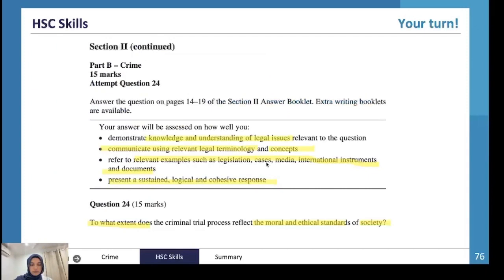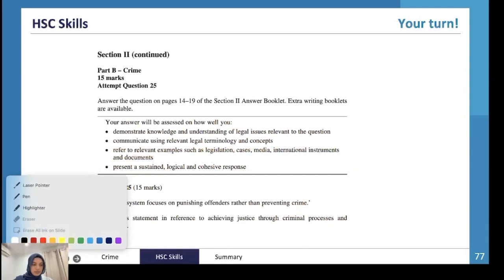Okay, so hopefully you've had a chance to attempt that. If you'd like an idea of how this would be marked, I would highly recommend that you go to the HSC Marking Guidelines for the 2020 Legal Studies paper, and they will provide you a little bit of insight as to what's involved there. We're going to do the same thing for another question, just to really reiterate what to include and how to go about this.